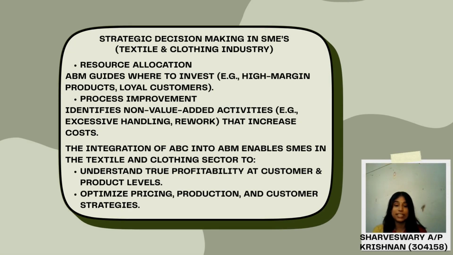Now let's look into the strategic decision making in the SME textiles and clothing industry. You see, ABM really helps an organization, a business or a company to use these questions to take their business to another level. See, the first one is that ABM helps them to allocate resources accordingly. You see, ABM guides where to invest and how to invest. For example, investing in high margin products or loyal customers identified via ABC.